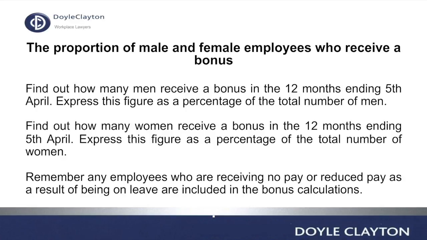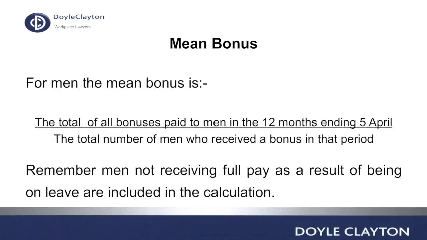You are now ready to work out the bonus figures. Verity, how do you calculate the mean bonus for male and female employees? To calculate the mean bonus for the 12 months preceding the 5th of April, you look at all the men and all the women who earned a bonus in those 12 months. You do not consider employees who do not receive a bonus. You must add the bonuses paid to each male employee. You then divide the total figure by the total number of male employees who received a bonus. This gives you the mean bonus for men. You do the same for every woman who received a bonus to get the mean bonus for women.